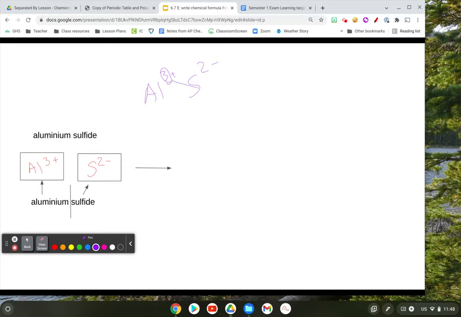So this 3 is going to end up being the subscript for the S, and then the 2 subscript for the Al. So I'd have Al2S3. All right, here's the reason it works.